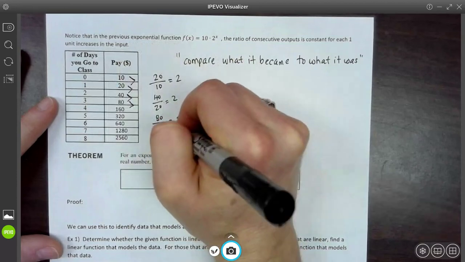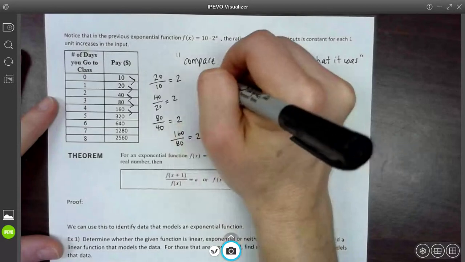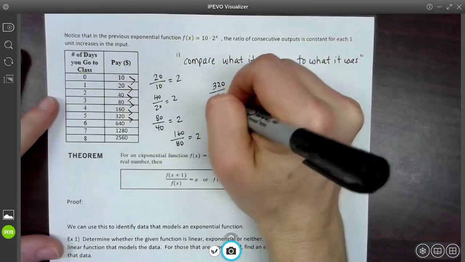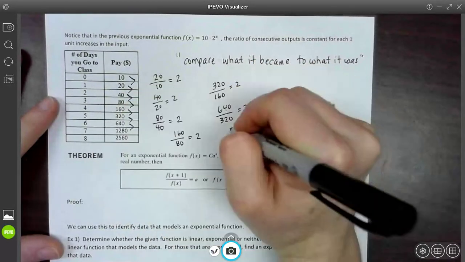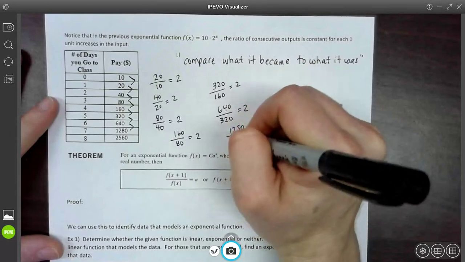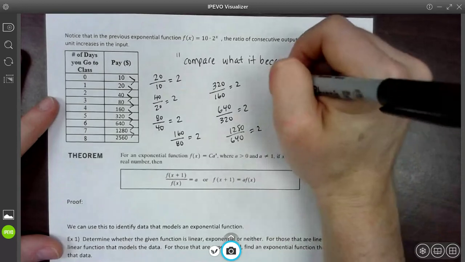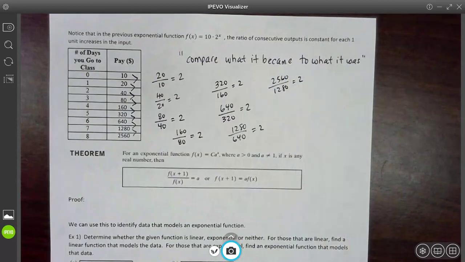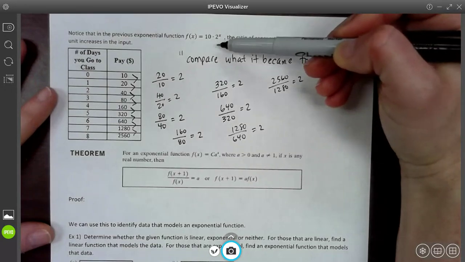160 compared to 80, I get my 2 again. 320 compared to 160, I get my 2. 640 compared to 320, I get my 2. 1280 divided by 640, I get my 2. All right, 2560 compared to 1280, I get my 2. So all consecutive outputs have this constant ratio. All right, and that ratio should always be your growth factor, the base of your exponential function.